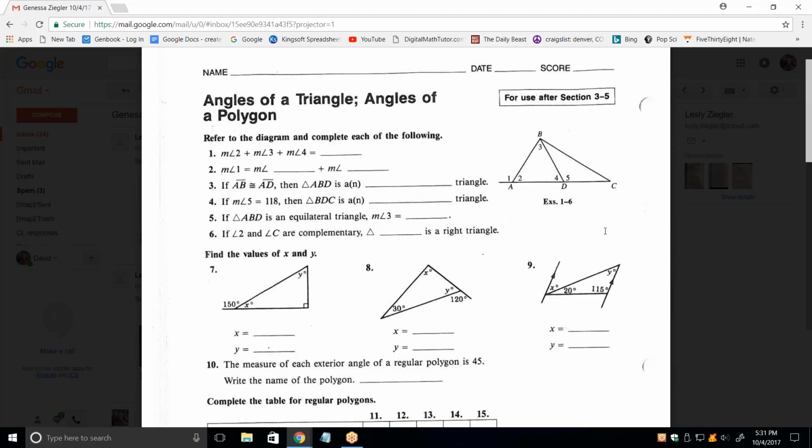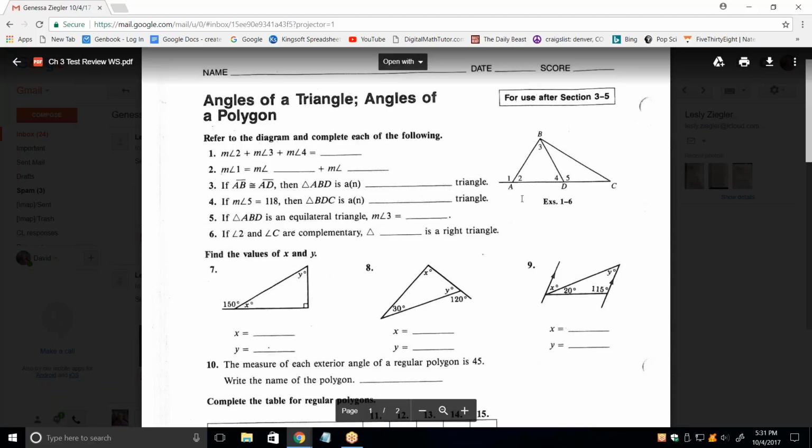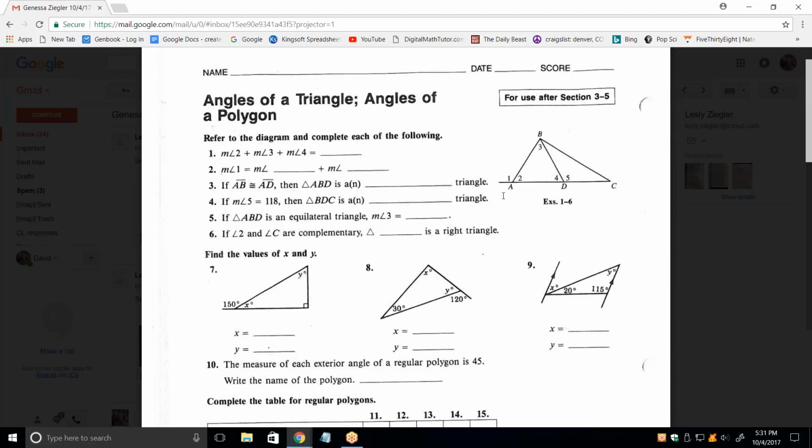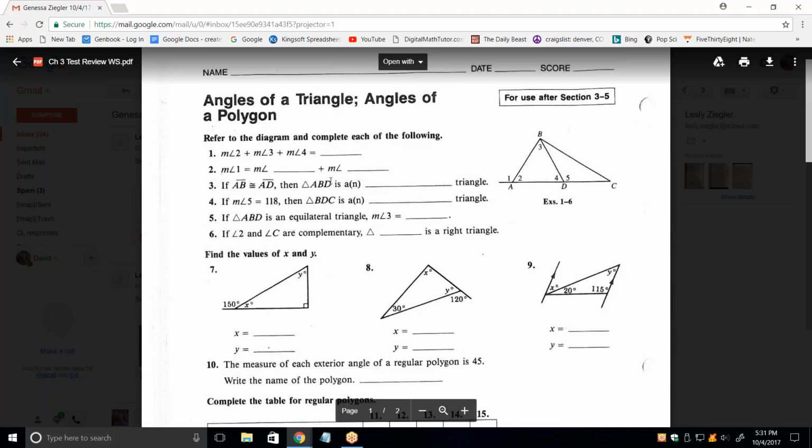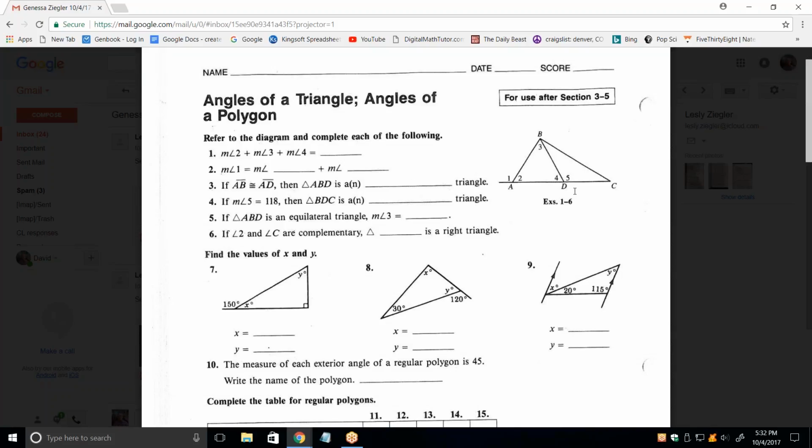Is 1 equal to 5? No, not that we can tell. We don't know. If it's an equilateral triangle, yes, but they haven't told us anything about that triangle, not from the first few questions and not from the picture. According to the picture, we do not know that 1 is equal to 5. In other words, you can't assume that it's always drawn to scale.